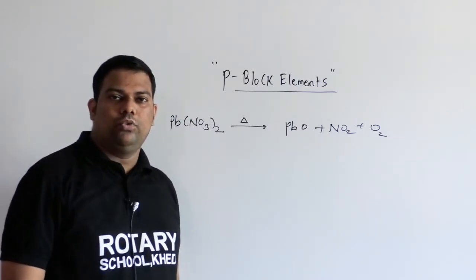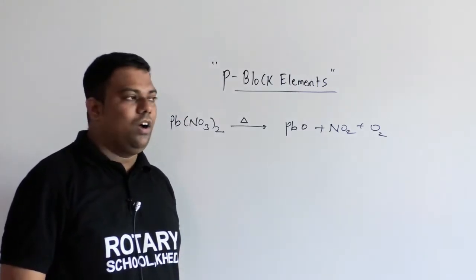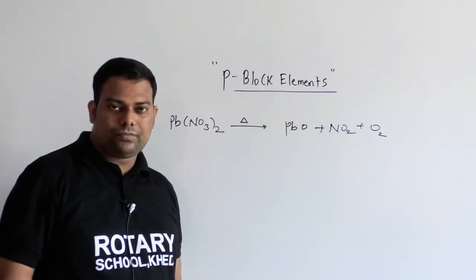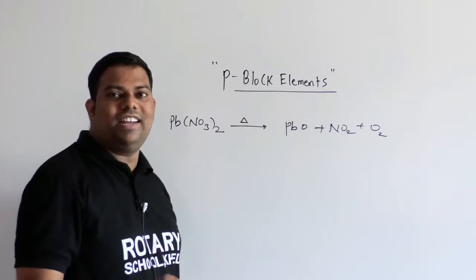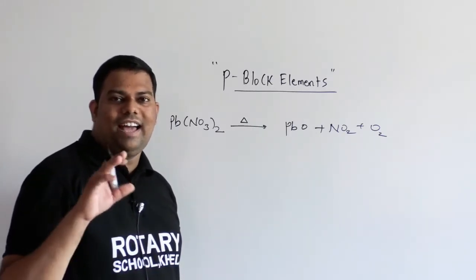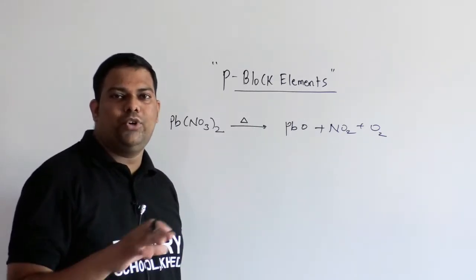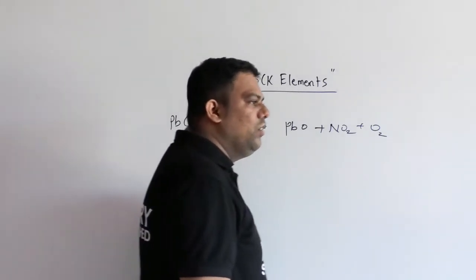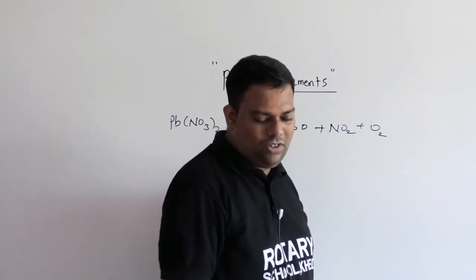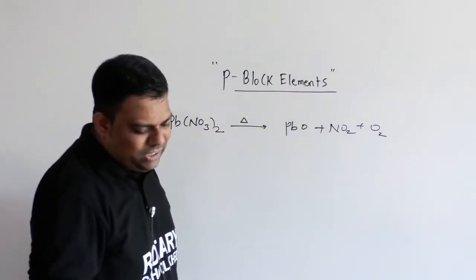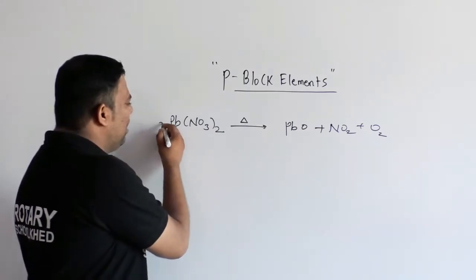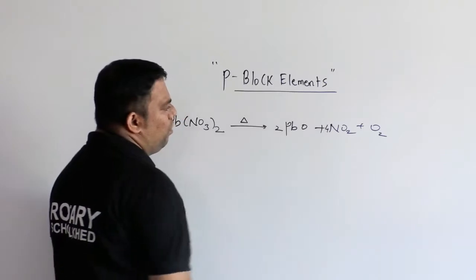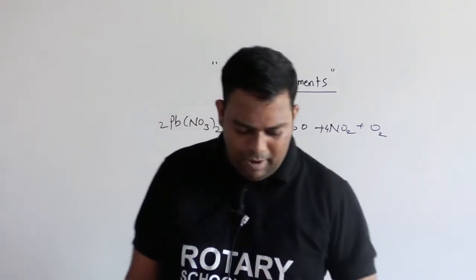So you must know what will happen when lead nitrate is heated, and that nitrogen dioxide dimerizes, and dimerization produces N2O4. This is one of the frequently asked questions, and you may balance this reaction like this, so 2 Pb(NO3)2. So how many are here? 4. So like that you can balance.